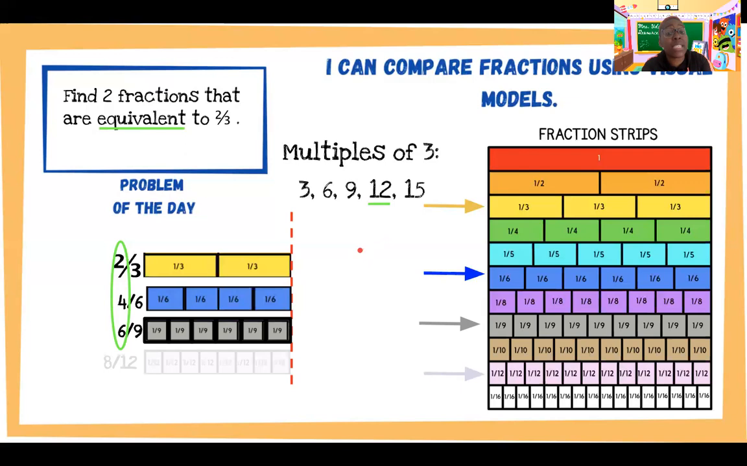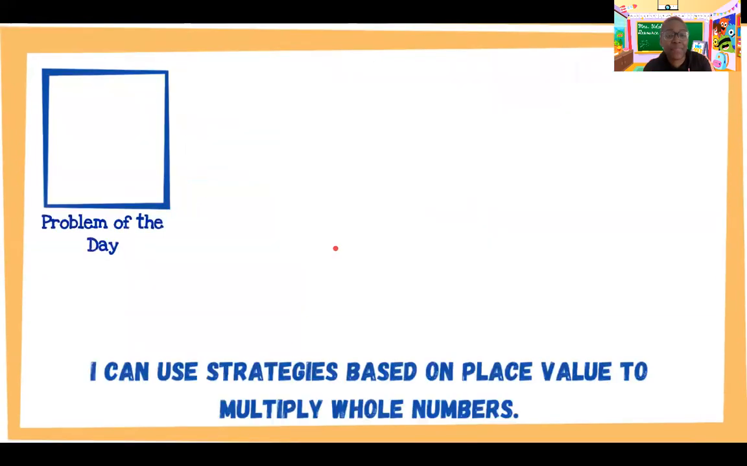Did you notice that the numerators have a pattern counting by 2s? They are all multiples of 2. Therefore, the next fraction would be 8/12. Did you guess it? Great job, guys. That was a lot of work, but you did amazing.